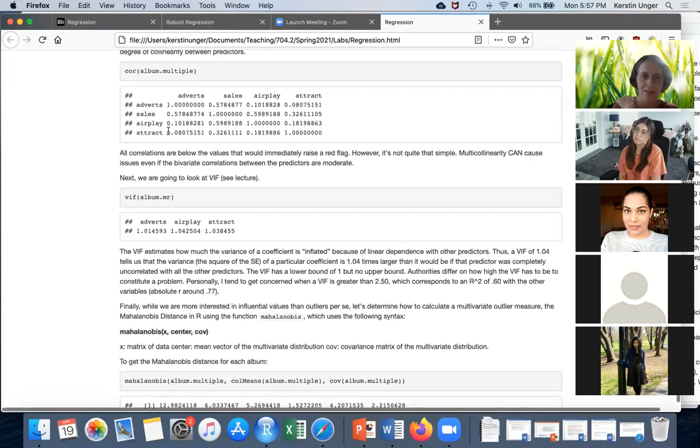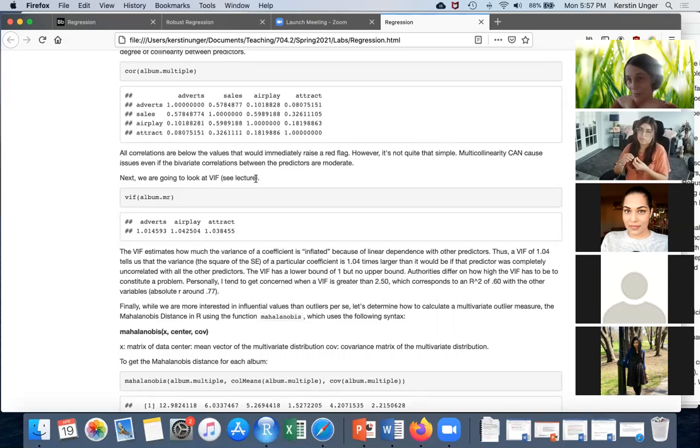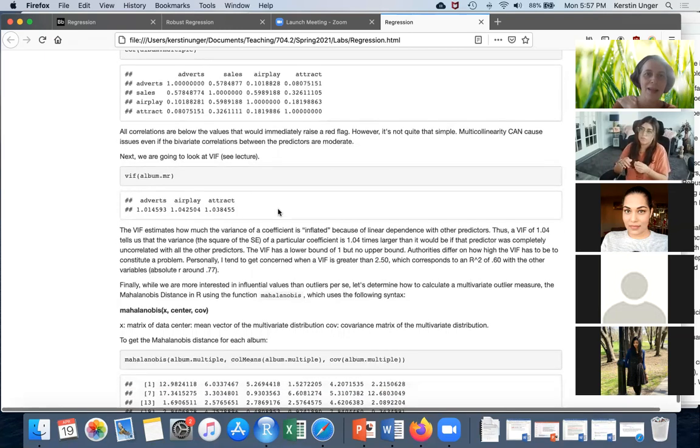So, of course I was lazy, I included sales or outcome here. That is not relevant, right? We are just looking at the intercorrelation of the predictors. Sales, we don't care, I mean, that is the outcome. We want the predictors to correlate very highly with the outcome, but not with each other.